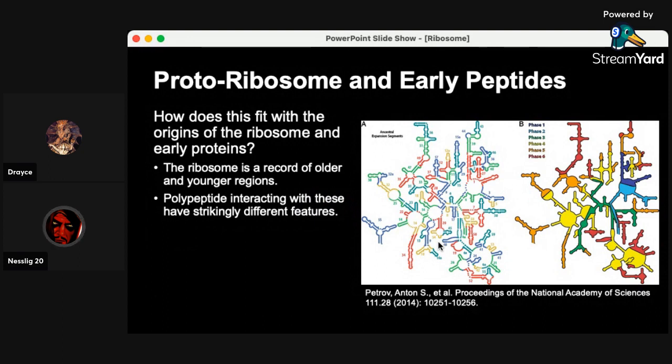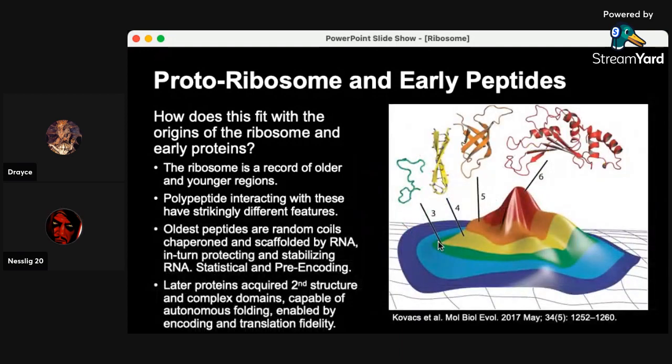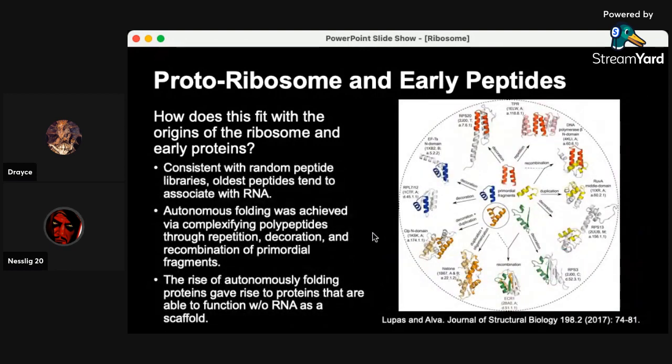Expert has mentioned this before, about the ribosome, where it shows younger and older phases. And the polypeptides that interact with these phases are cyclically different. The oldest are like random coils, and they are scaffolded by RNA, and these oldest proteins seem to be the more statistical proteins that I mentioned before. And then once translation was improved, you're allowed to have this complex and sophisticated folding. So I will go to this presentation real quickly to make sure we finish in time.